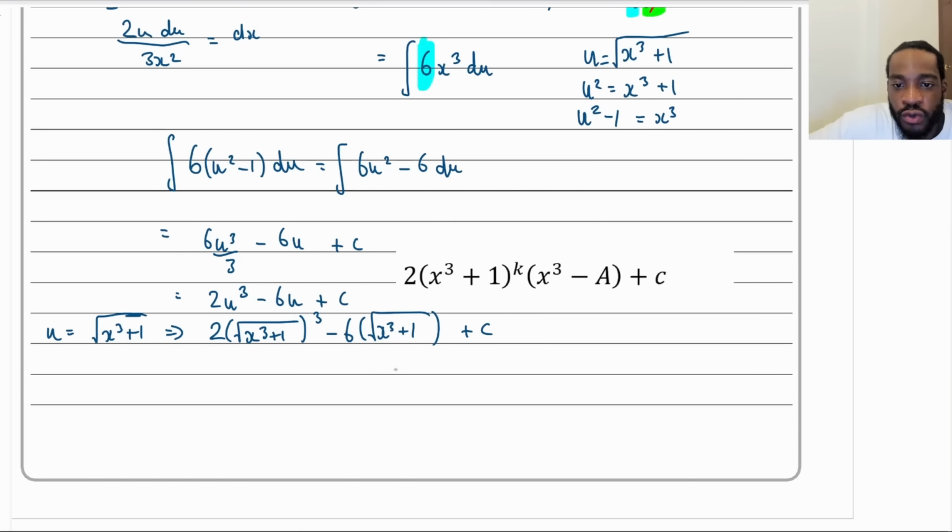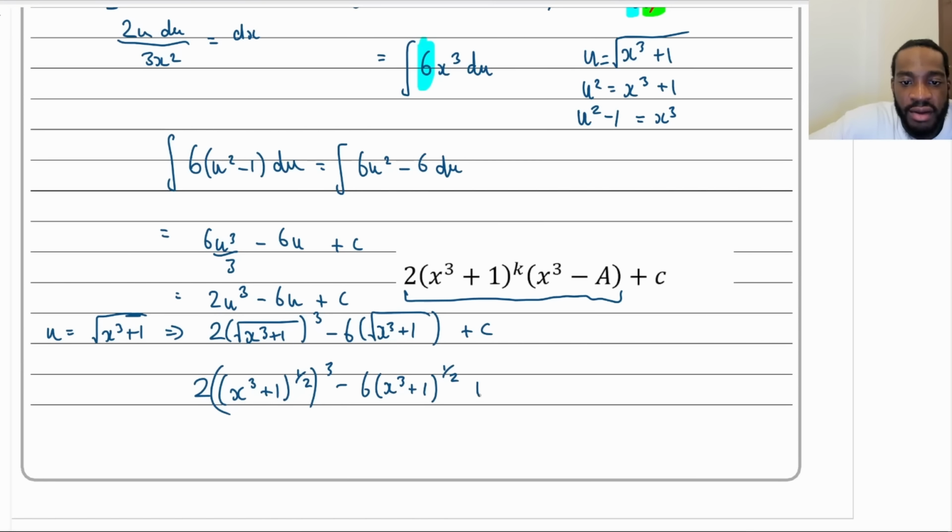Now, what can I do? Well, when I look at this, this right here is 2 times something. We've got two things subtracting. And I can see I've got a common term, x cubed plus 1 rooted. So it's going to be factorization that we're going to need to do to get it in that form. So what I'm going to do is just rewrite this, remember that is to the half. So I write this as x cubed plus 1 all to the half, and then this is all to the power of 3. Minus 6, and then x cubed plus 1 all to the power of a half plus c.